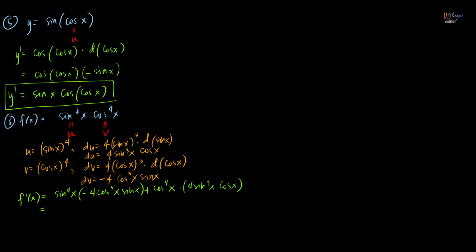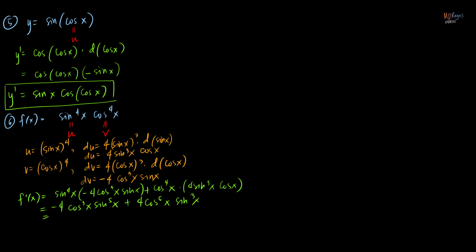Just rewriting, we have negative 4 cosine cubed x sine to the fifth x. Multiplying sine x and sine to the fourth x, we get sine to the fifth x. Plus 4 cosine to the fifth x sine cubed x. Okay, let's see if we can still simplify this.